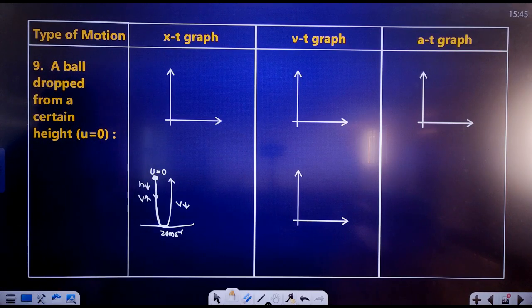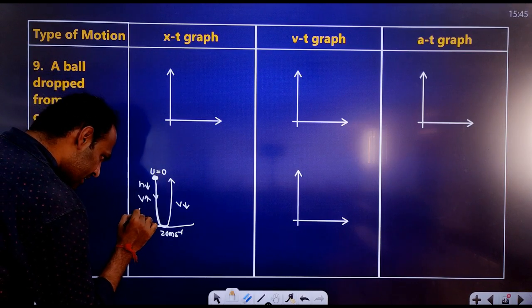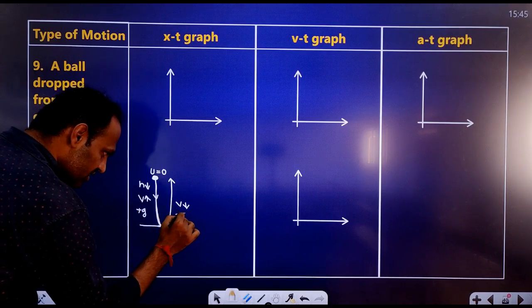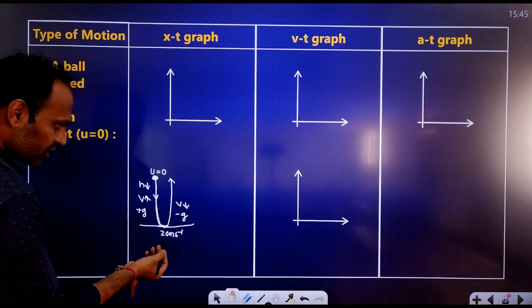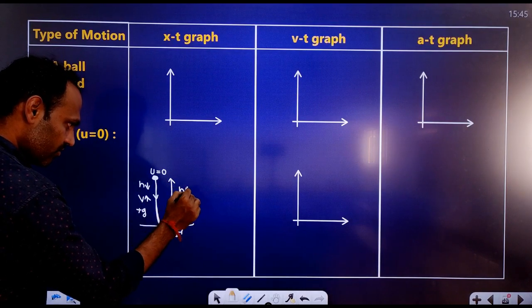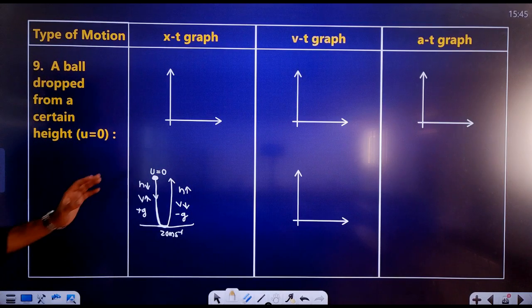Height is decreasing, velocity is increasing. If velocity is increasing, acceleration will be positive. If velocity is decreasing, acceleration will be negative. When it is moving up, height is increasing. So this is what happens.